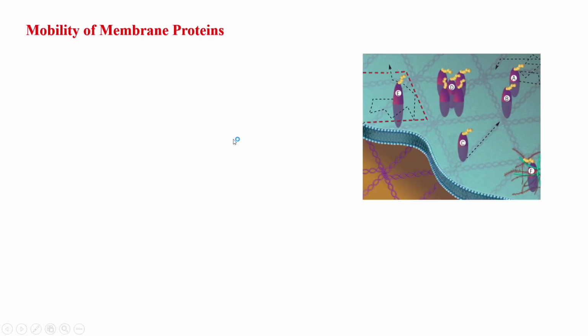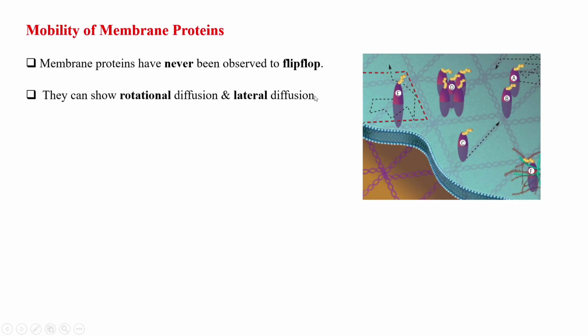Now let's talk about mobility of membrane proteins. At first, we have to understand that membrane proteins have never been observed to perform flip-flop. In case of lipid molecules like phosphoglycerides and sphingolipids, they rarely perform flip-flop, but one exception is cholesterol, which can flip-flop rapidly. But membrane proteins have never been observed to flip-flop. So one point we have to remember: no flip-flop occurs in case of membrane proteins, but they can show rotational diffusion just like the lipid molecules, and lateral diffusion.